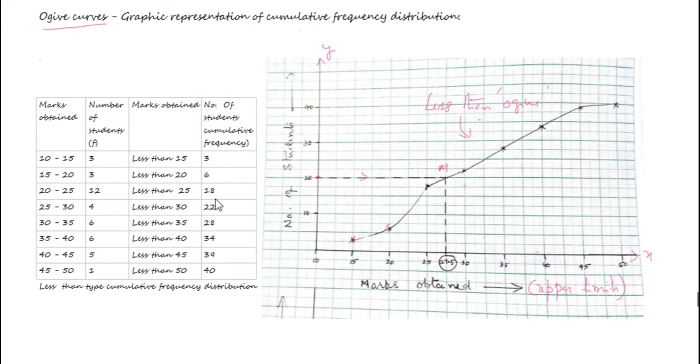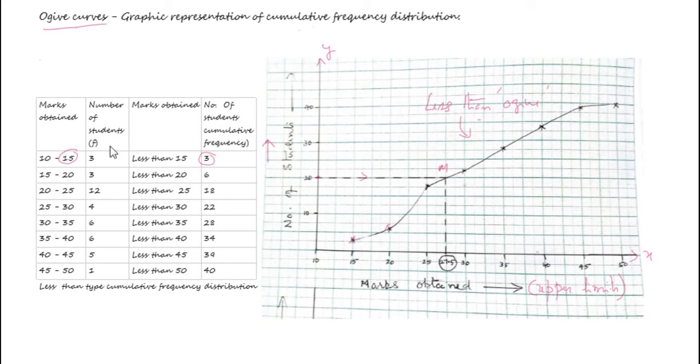Now let us take this data. I have copied this data here. We will plot the graph from this data. On the x-axis, we will plot marks obtained, and on the y-axis, we will plot cumulative frequency, that is the number of students. Now from the first row, we will take the upper limit of the class, that is 15. That will be the x coordinate, and we will take the cumulative frequency 3, that will be the y coordinate. So the first point will be 15,3.